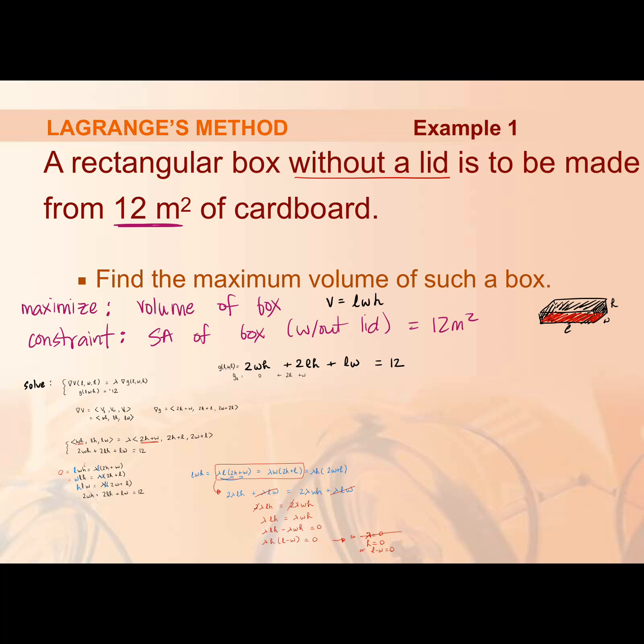Okay. So it's not the case that H is equal to 0, so it must be that L is equal to W.